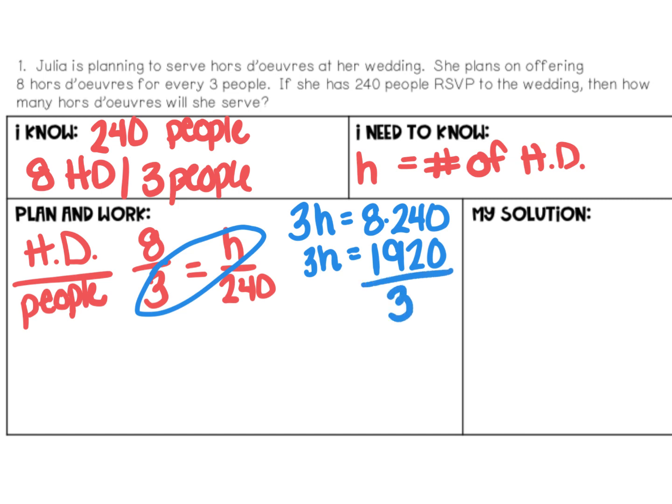So 1,920 divided by 3 is going to give me my final answer. 1,920 divided by 3, Scarlett? 640. 640 hors d'oeuvres. Very good. And I'm going to get in the habit of labeling hors d'oeuvres. That is a lot of hors d'oeuvres, but that's also a pretty big wedding, right? 240 people is a lot. It's a lot.